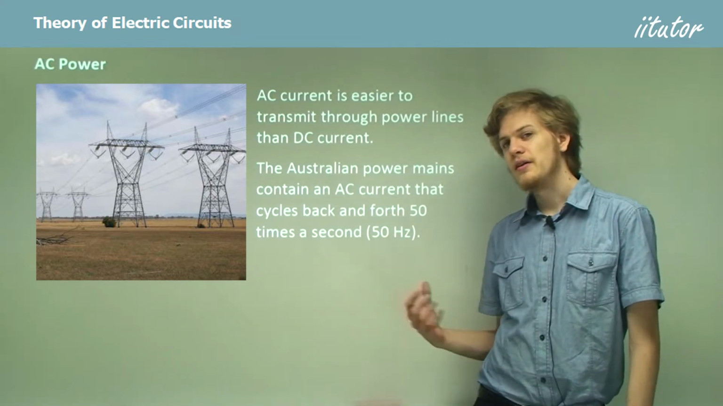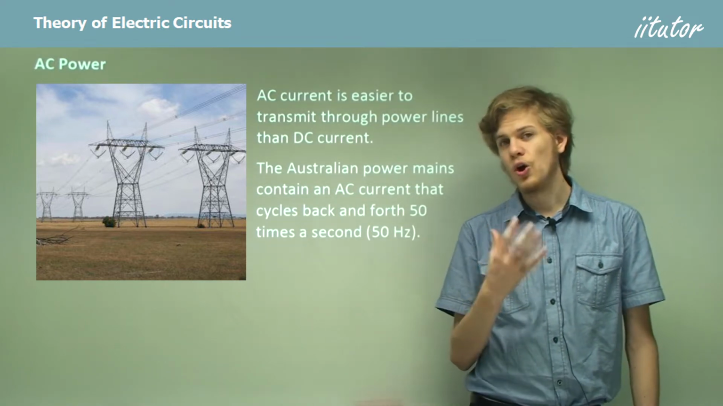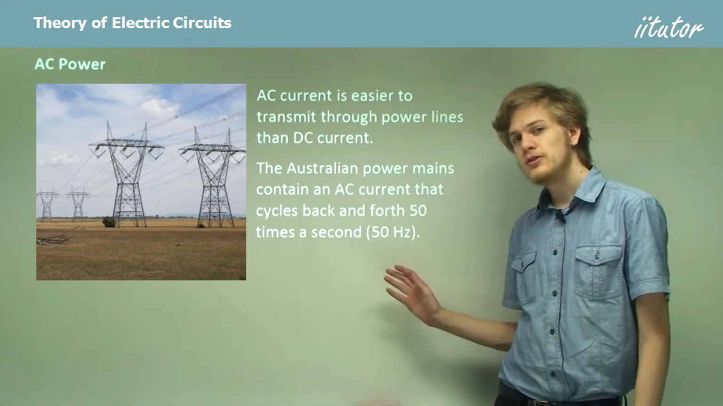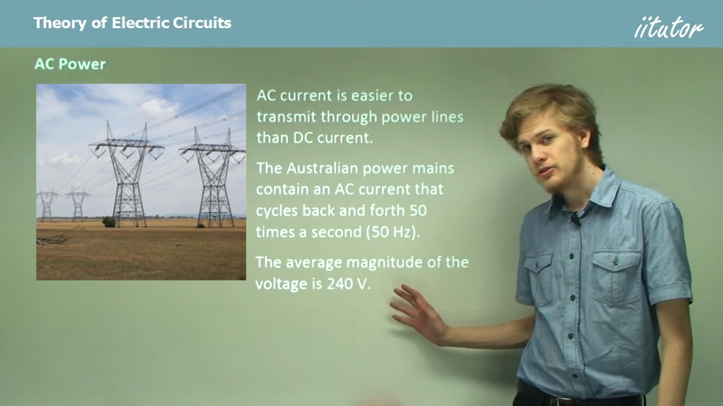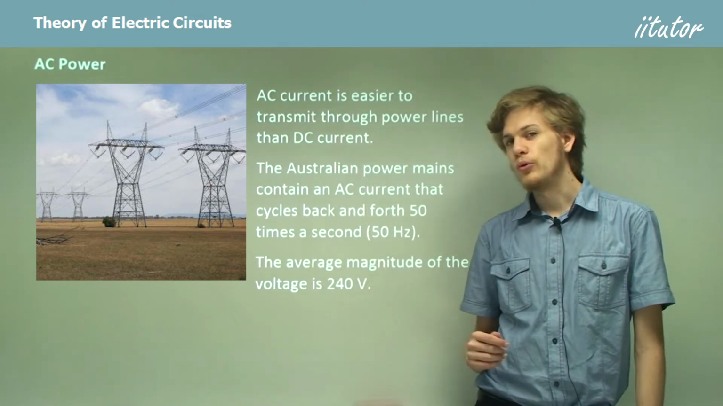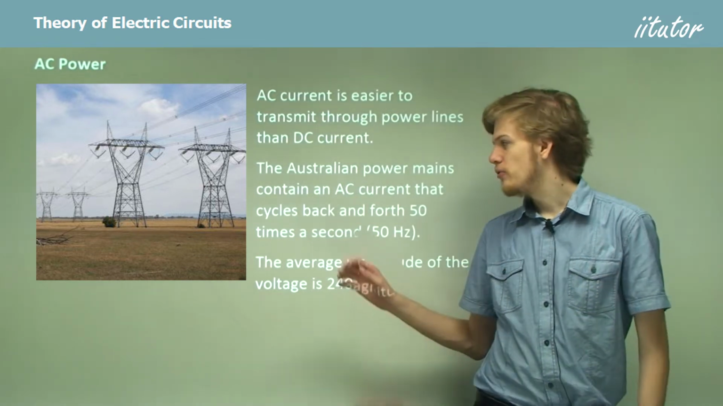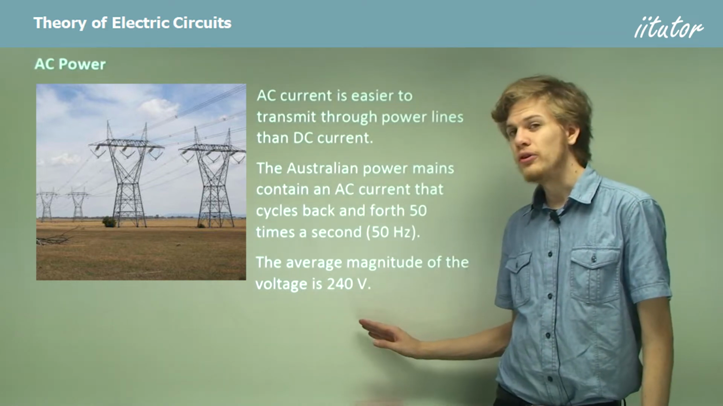This means that we say that it has a frequency of 50 hertz. 1 hertz is the same as 1 per second. So 50 hertz means 50 per second. The average magnitude of the voltage is 240 volts. So if we were to take the average distance of the voltage from 0, we'd end up with 240 volts.